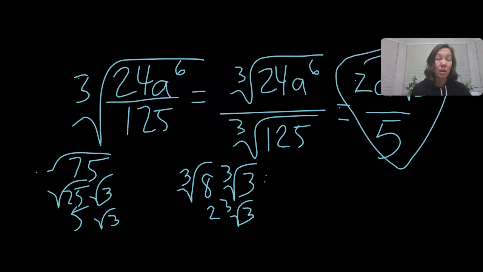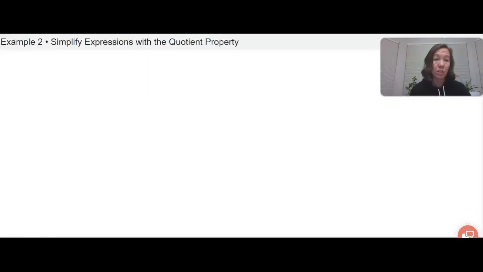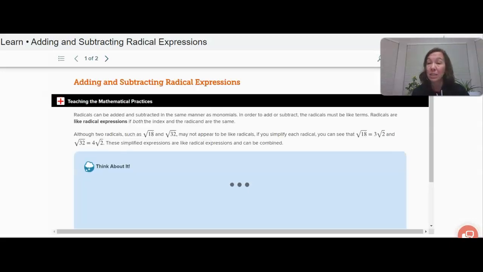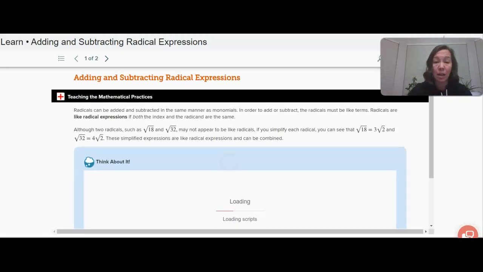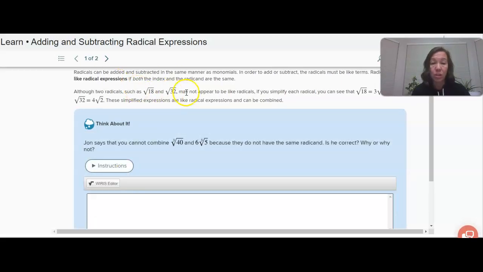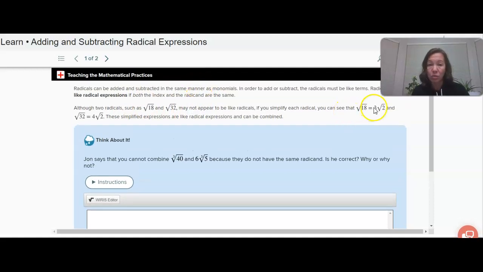Adding and subtracting radical expressions. So if we are going to add and subtract radical expressions, you guys learned in algebra that we can only add or subtract like terms, basically. It's kind of like adding and subtracting with variables. So like square root of 18 and square root of 32, they are not like radicals. However, if I simplify, square root of 18 is 3 root 2, square root of 32 is 4 root 2, these are like radicals. So they have to have the same radicands, the same number inside the radicand.